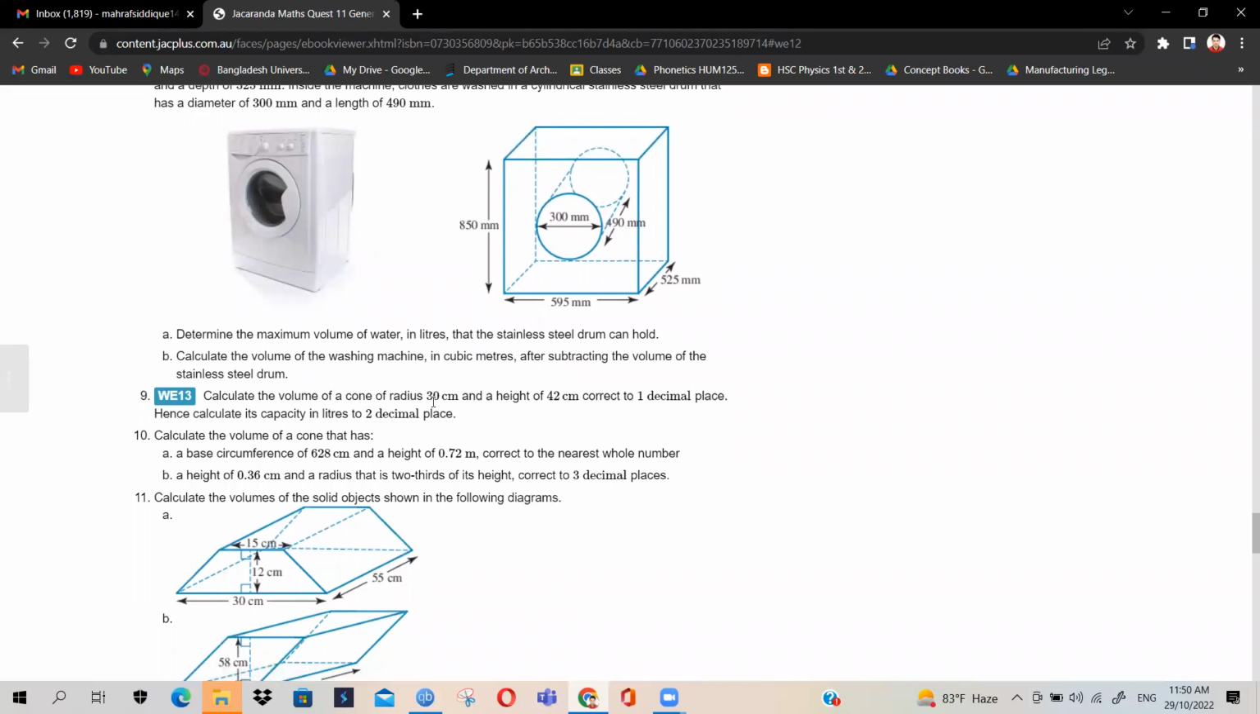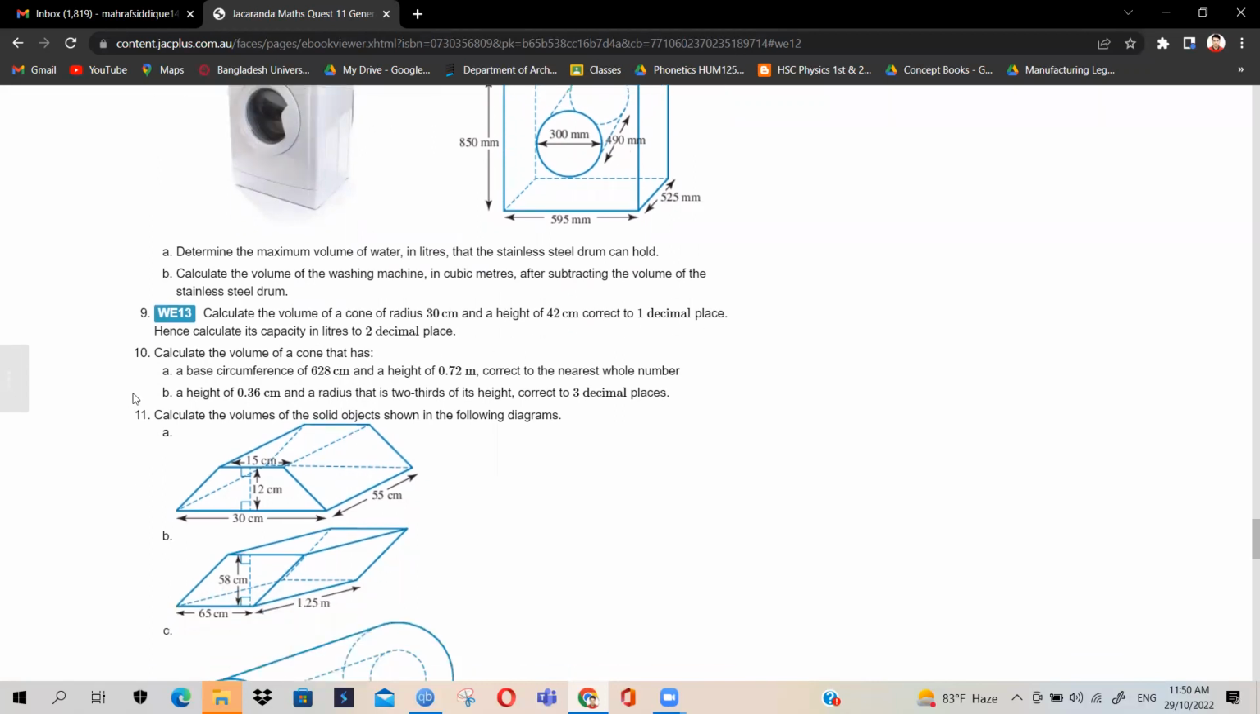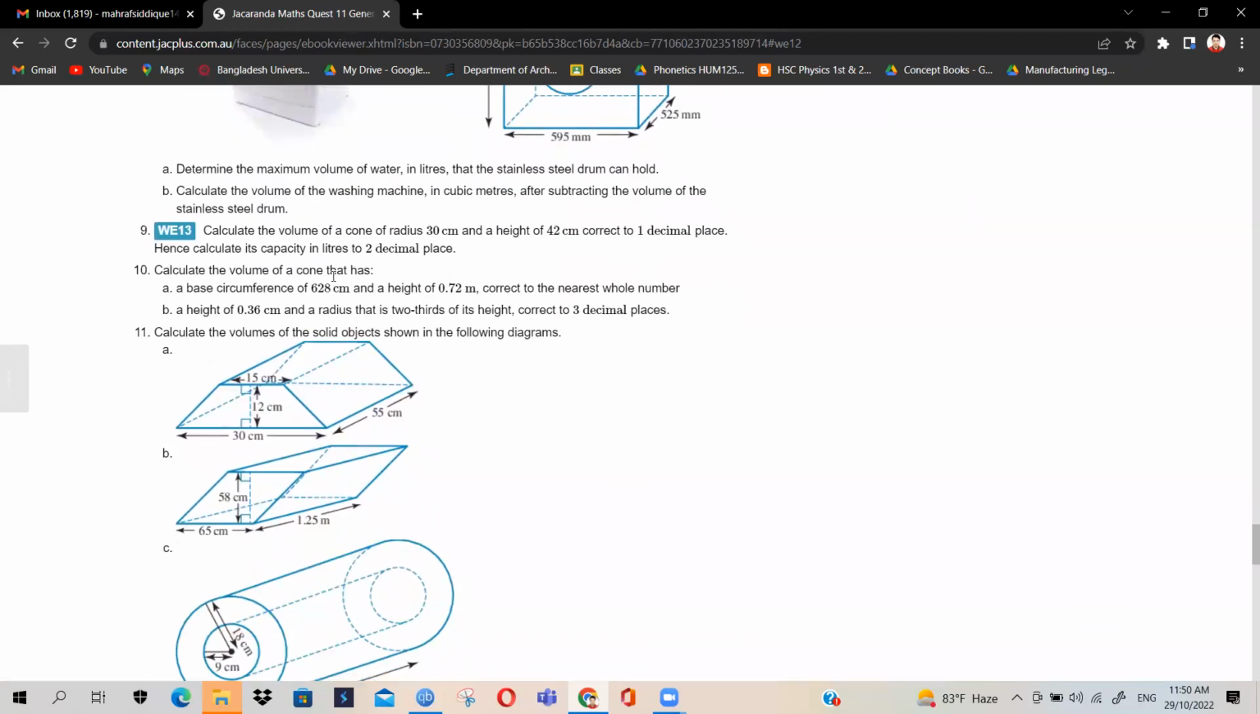Calculate the volume of a cone of radius 30 centimeters and height 42 centimeters, correct to one decimal place. This is also easy. Calculate the volume of a cone that has a base circumference of 68 centimeters and a height of 0.72 centimeters. That's easy too. The next one has a height of 30.36 centimeters. You will be able to do that. This one as well. This is not difficult.